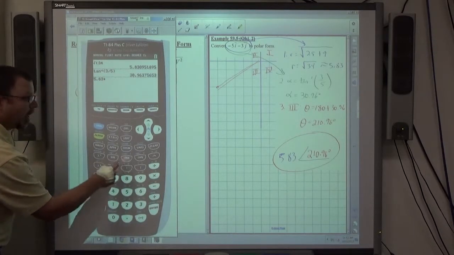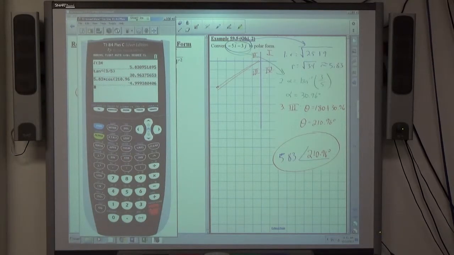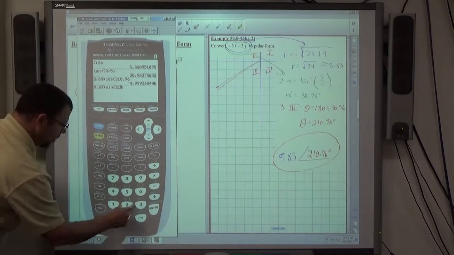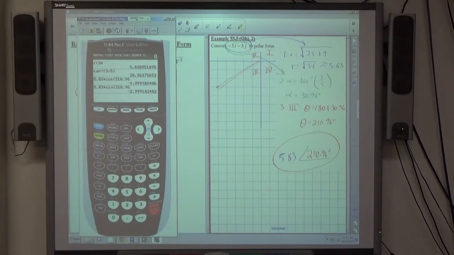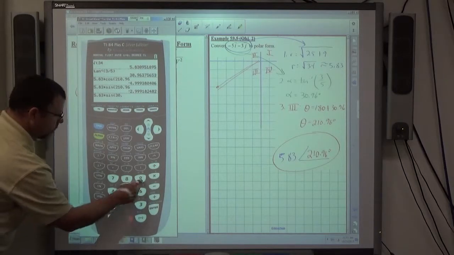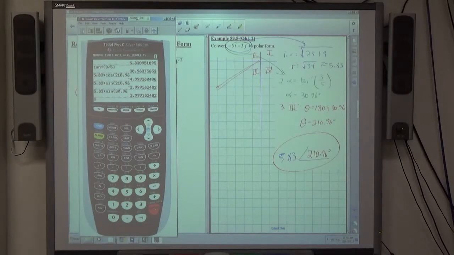5.83 times cosine of 210.96 comes out to -4.99938. Almost -5, right? 5.83 times sine of 210.96 comes out to -2.999182482. Almost -3. If I had gotten the wrong quadrant, watch this. If I had said 5.83 times sine of 30.96, that's in the first quadrant instead of the third quadrant, notice it's positive 2.999182842. Wrong sign on it.